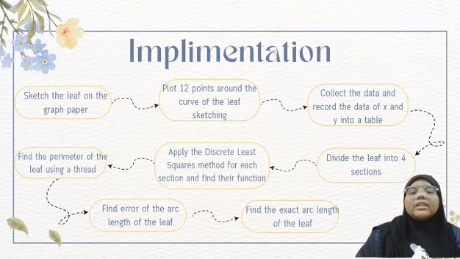After finding the function, we physically measured the leaf perimeter using a thread. This gave us the actual length. Then, we calculated the exact outline of the leaf using our function. Finally, we calculated the error to see how accurate our estimated outline was compared to the actual measurement. This step helped us apply the method practically to measure the leaf shape.